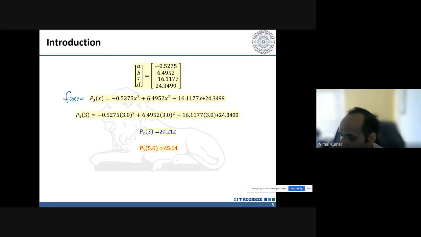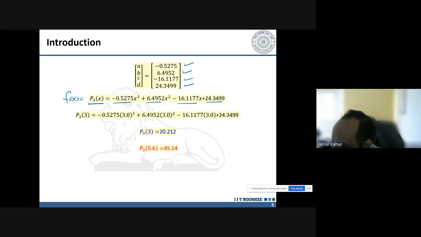f of x is equal to P for polynomial, 3 for degree, a polynomial of degree 3 with base x, equal to Ax cube plus Bx square minus Cx plus D. So I obtain this polynomial. My aim was first to develop the polynomial and then estimate the value of that function at the velocity of 3.